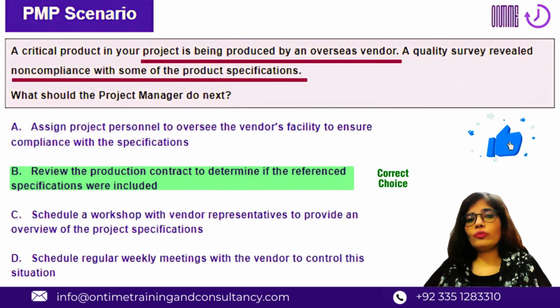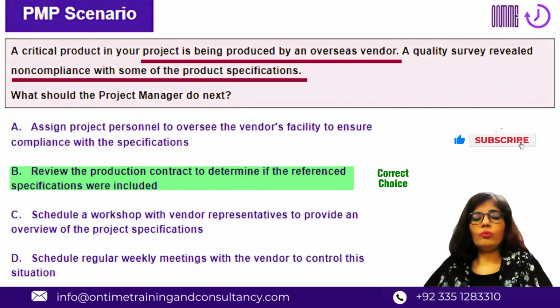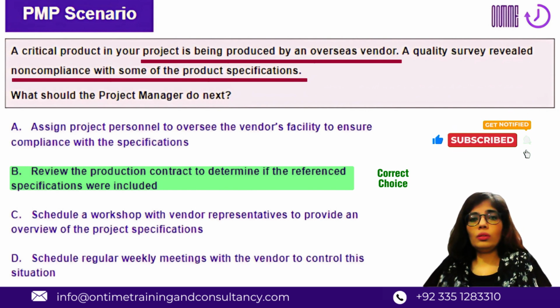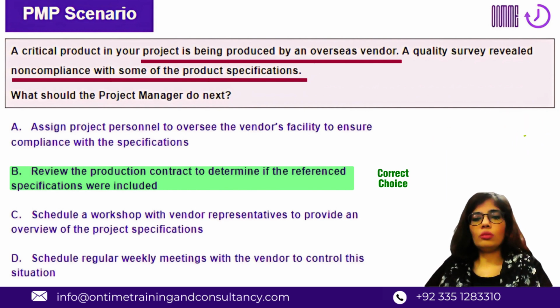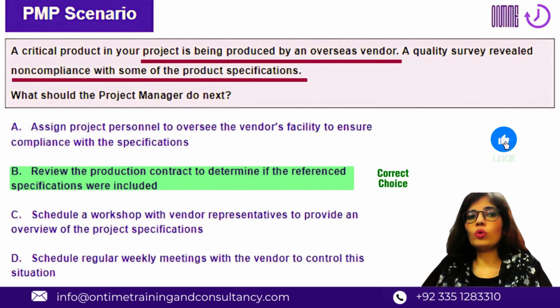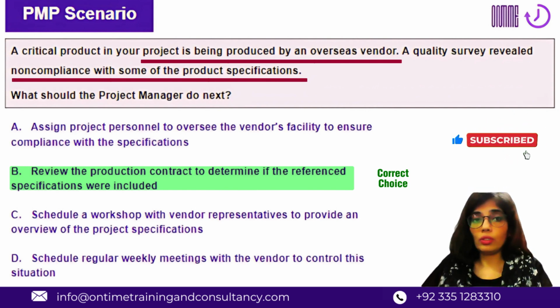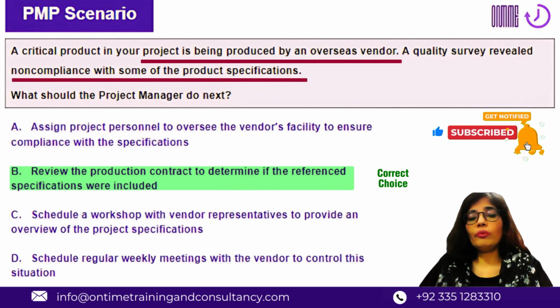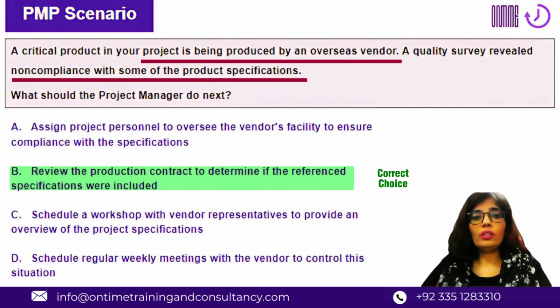If the specification for the product was included as part of the contract, then yes, the vendor is to blame. But if those recommendations and specifications were not there, or they were there, but the context is a little different than what is stated in this quality survey findings, then of course, it's not a non-compliance. It can be a misunderstanding, may or may not be, but again, the contract is going to help you with that. So B is the right thing to do.